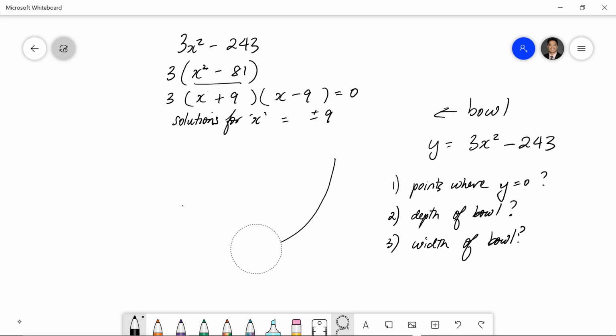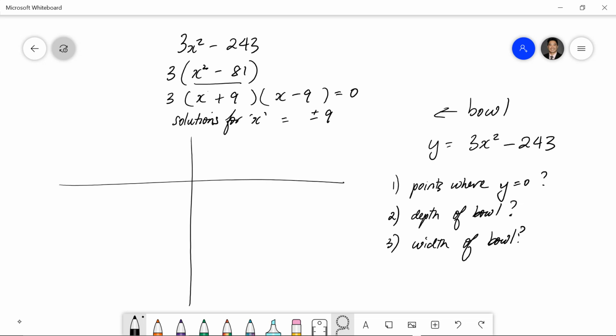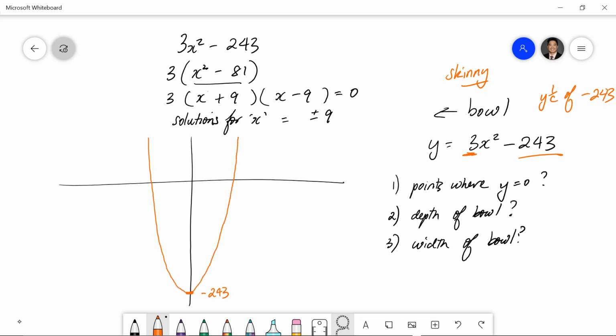Okay, and let's just make some more space here. So here we have our y-axis. Here we have our x-axis, and what we also know from earlier on is we have 3, meaning that it is going to be a skinny parabola, skinnier compared to x squared, and we have a y-intercept of minus 243. It's a very strange bowl, but we're going to be working through that. So minus 243 is over there, and our bowl is going to look somewhat like that.